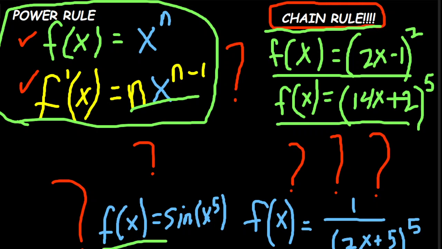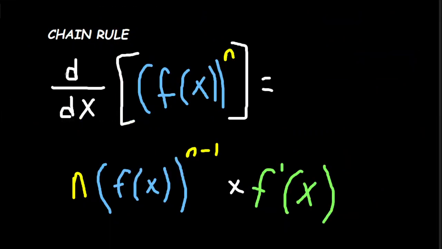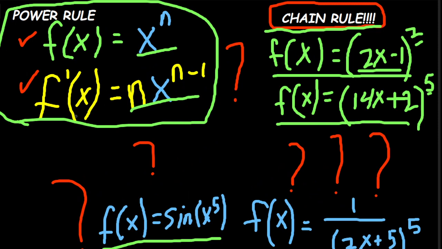These are some of the functions where you can't really use the power rule. You're going to have to use the chain rule, which is very similar. It'll make a lot more sense when I start doing some examples. The main difference we see right here is that instead of just being x to the n, there is an actual function inside the parentheses, but there's still an exponent up here. I'll explain more about that. So this is the chain rule versus the power rule that we have up here.